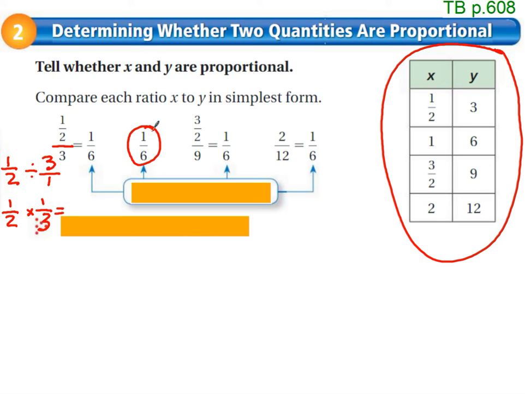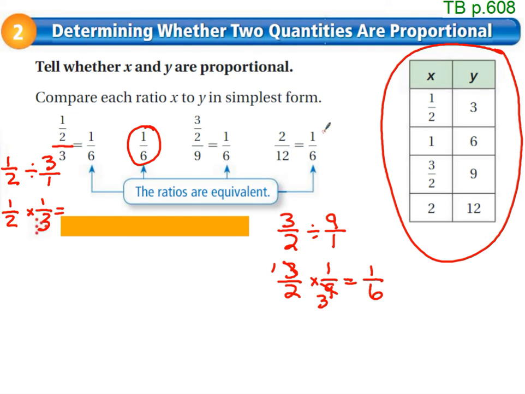And I do the same thing with the other one. 3/2 divided by 9 means 3/2 times 1/9. I can reduce, and I also get the ratio of 1 to 6. So 1 to 6 does equal 1 to 6. So x and y are proportional to one another.